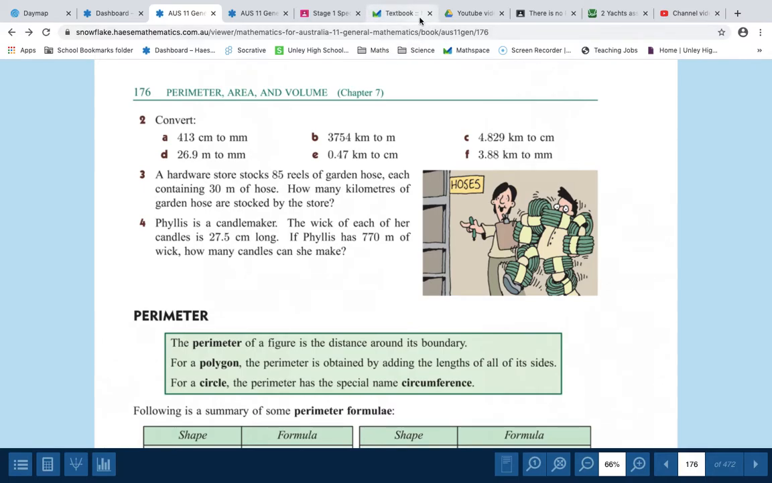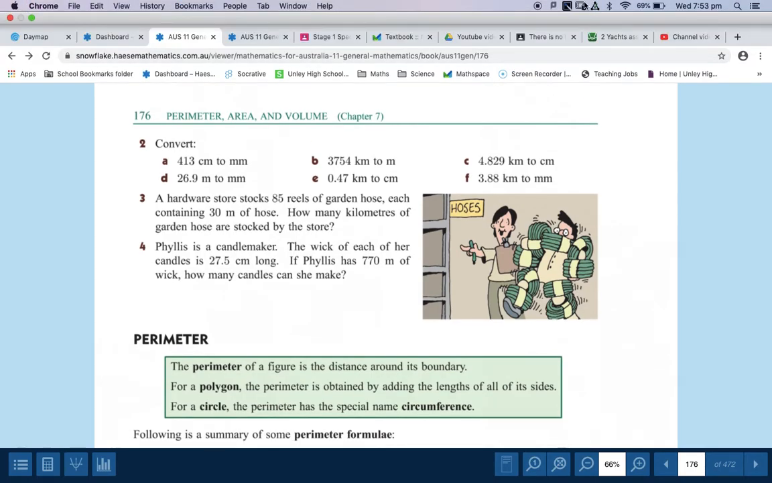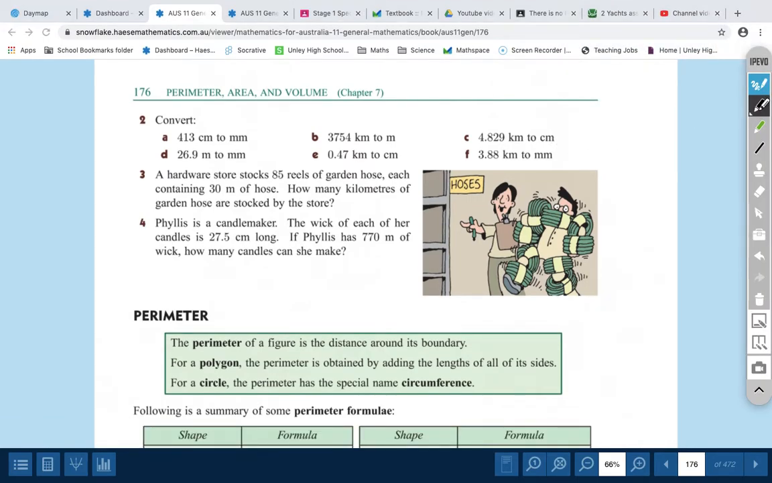We are looking at 7A, hopefully get through 7A1, 7A2, and a bit of 7B in this video. I'm just picking a few questions that I think might need a bit of explanation. I've chosen question 4, with Phyllis, the candle maker, steadfastly refusing to embrace the modern electric light.